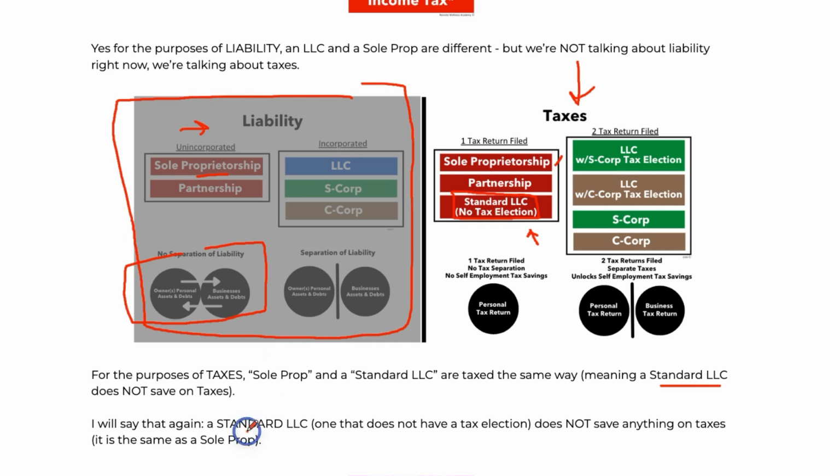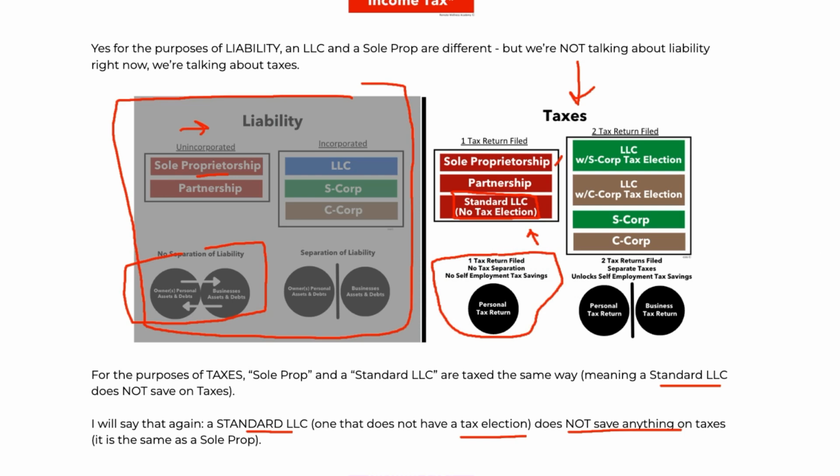I'm going to say that again. A standard LLC in which it does not have a tax election form filed with the IRS does not save anything when it comes to taxes, because it is treated by the government as one tax return, okay? And it is treated exactly the same way as a sole proprietorship in which you are having to pay both sides of the taxes. Are you following along with me thus far?